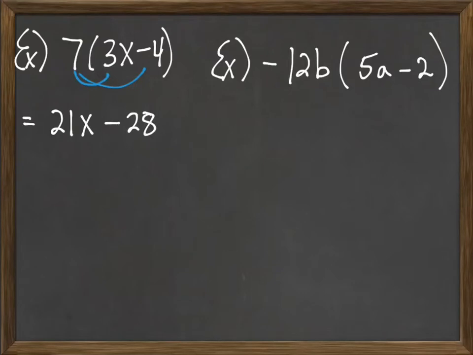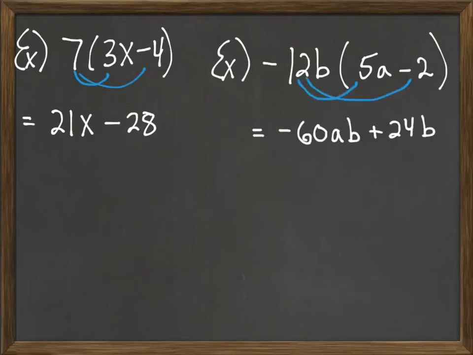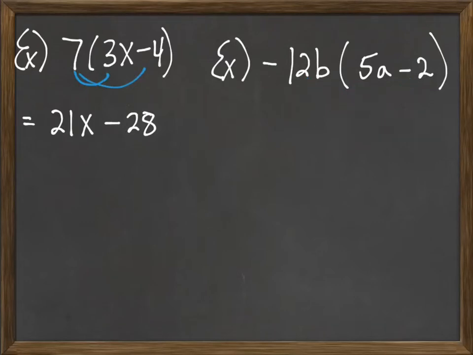In the next example, we're multiplying this time by a negative 12b. We're multiplying it times a 5a minus 2. Just like before, we're going to distribute. Take the minus 12 times 5 and minus 12 times a negative 2.